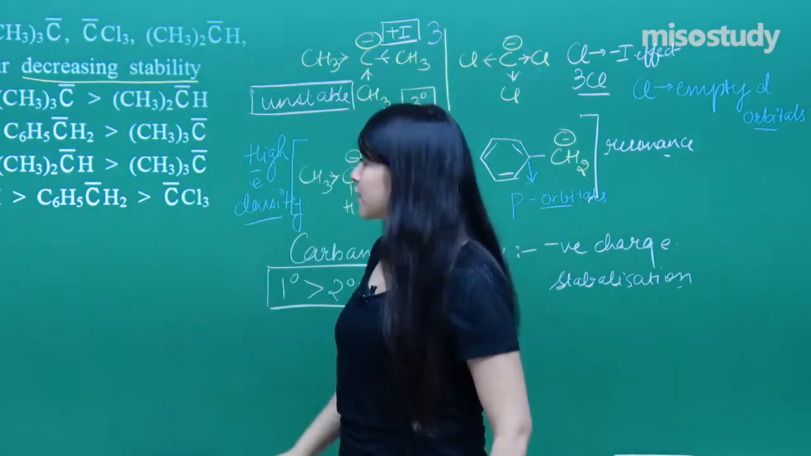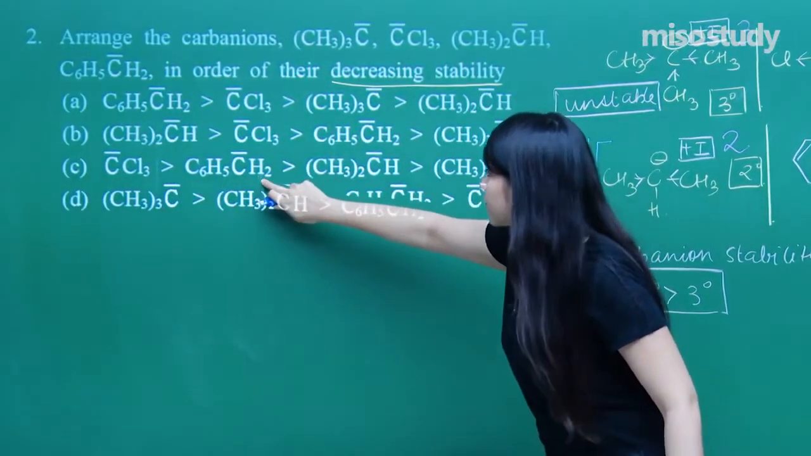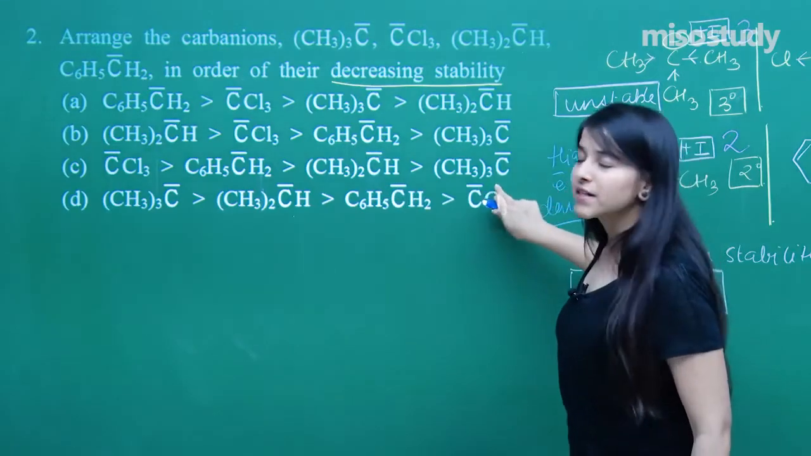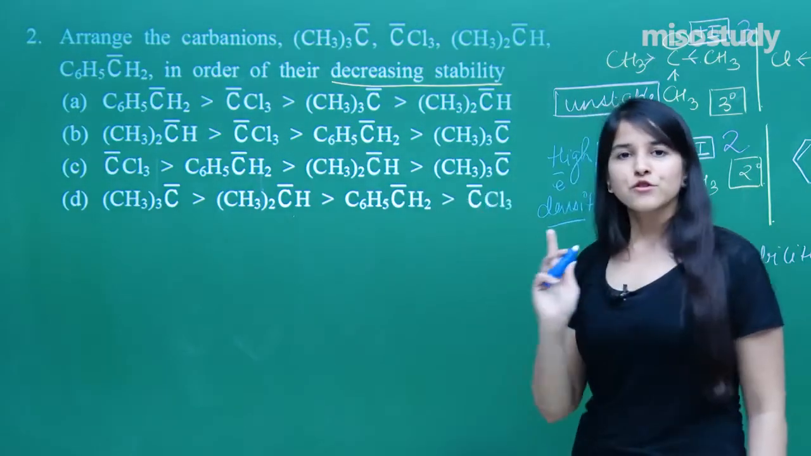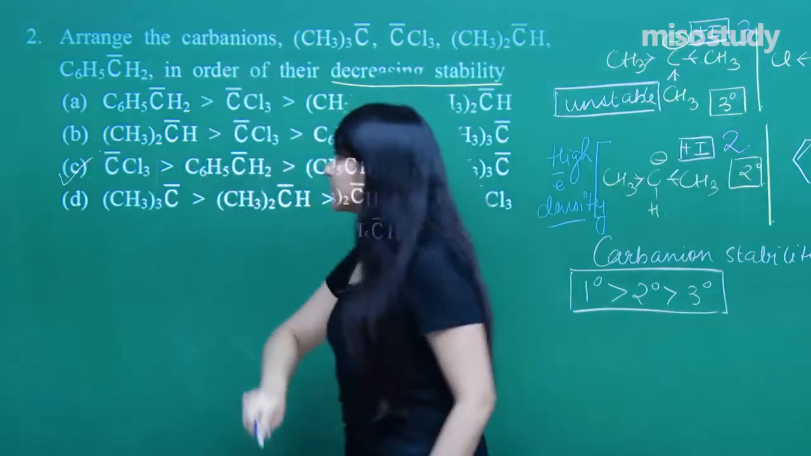So I hope you all are able to follow this. So here what do we have? CCl3 followed by the benzyl carbanion, then the secondary one, and finally the most unstable one, that is the tertiary one. So I hope you all have got the right answer over here. Let us just mark the answer.